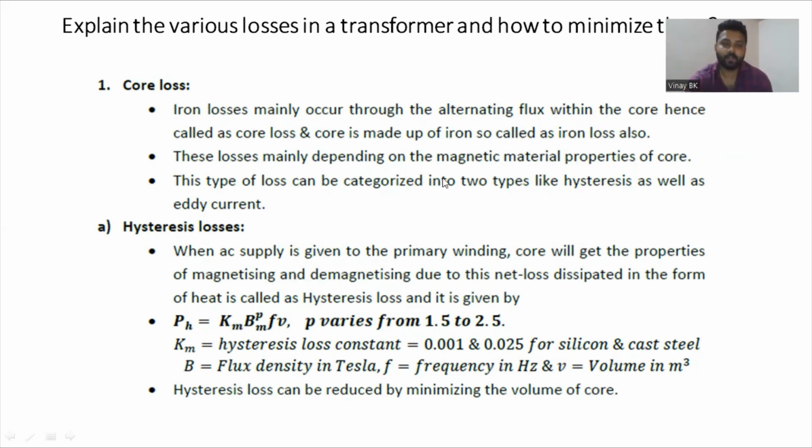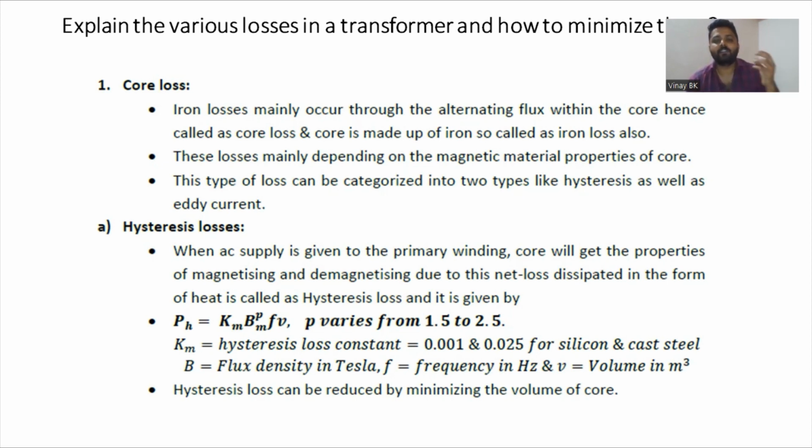So there are two main losses in a transformer. One is core loss, the other one is copper loss. Core is made up of iron in a transformer, whereas iron losses mainly occur through the alternating flux. Whenever supply is given to the primary winding of the transformer, it starts to produce alternating flux, and it travels in the magnetic core, which is made up of iron.